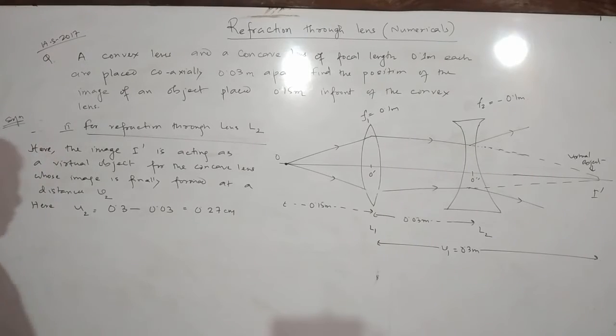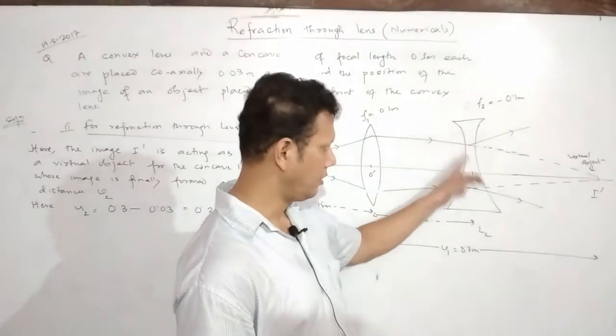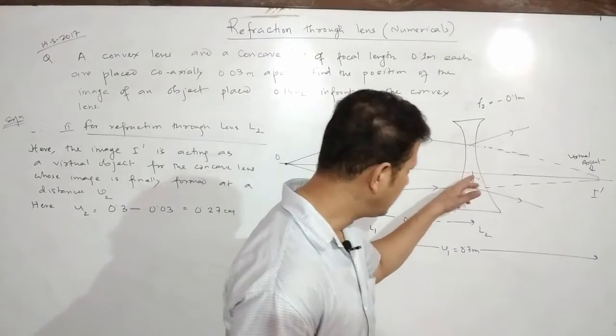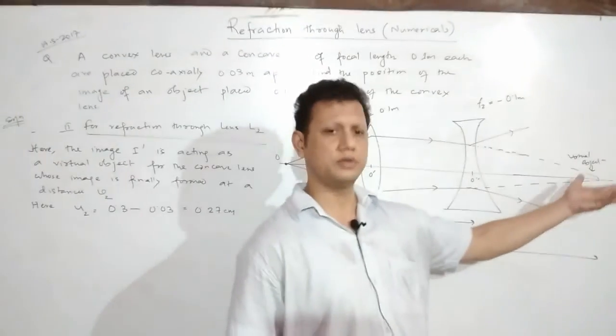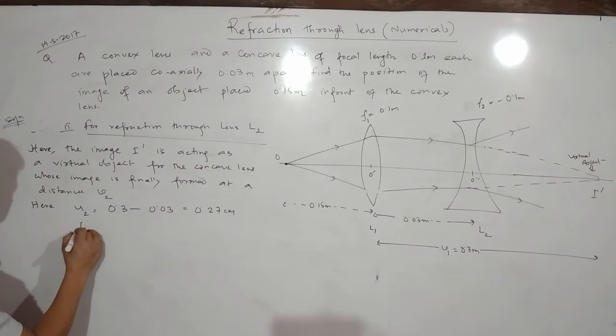Positive or negative? Positive. Why? This is the incident ray, for the lens it is the incident ray. So this measurement is along the direction of the incident ray. So along the direction of the incident ray, what is it? Positive. So u2 is positive.